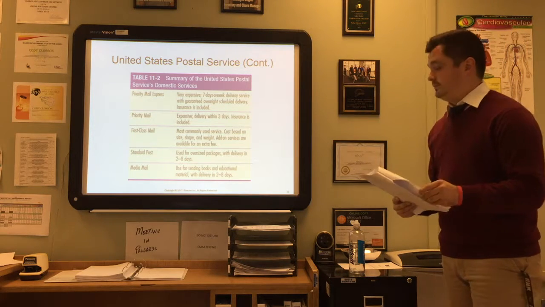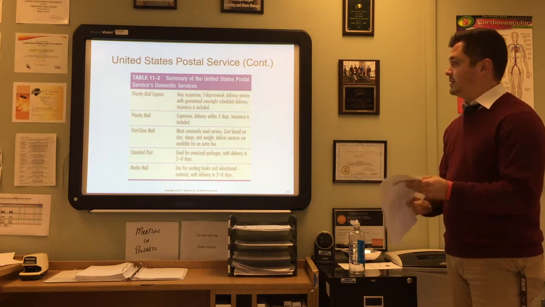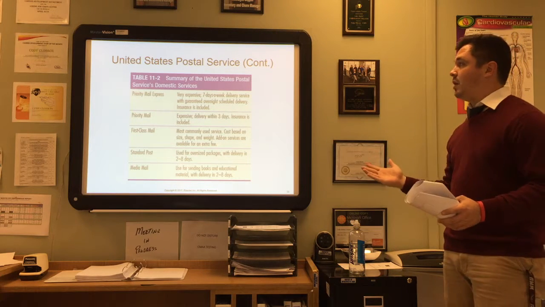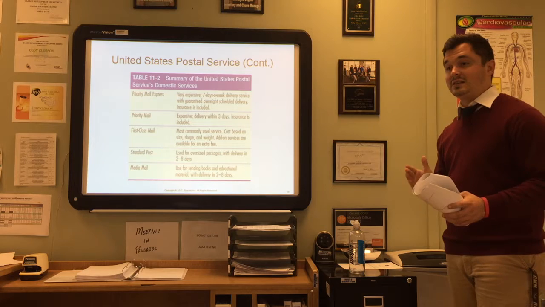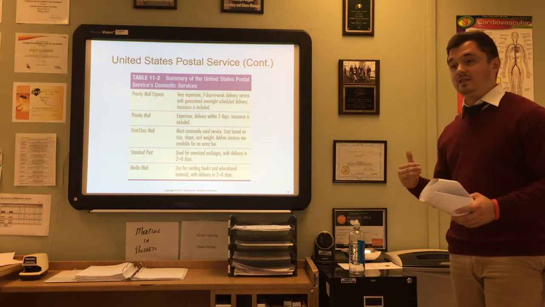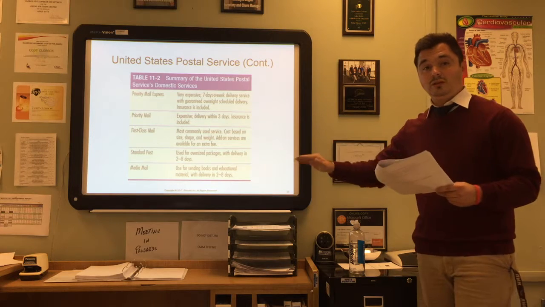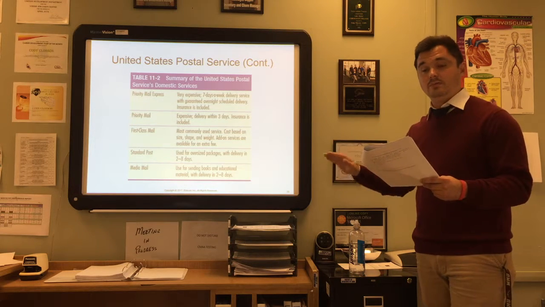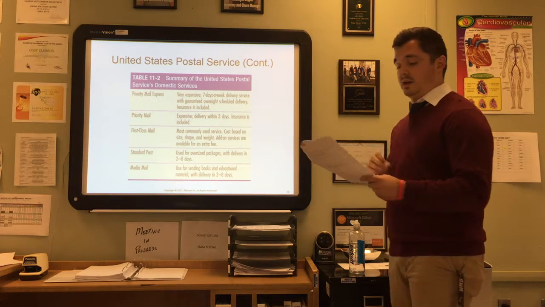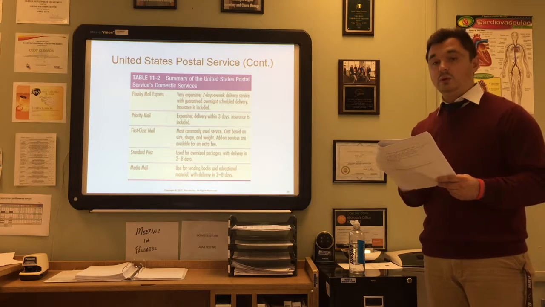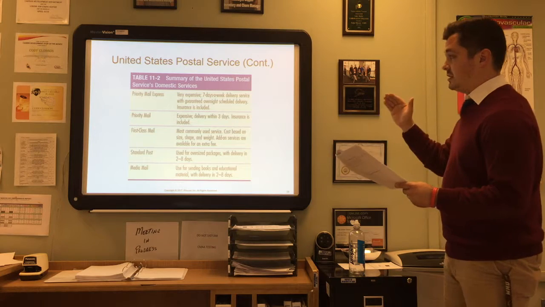The next chart here is again on page 188 in your textbooks, and this one is a little bit more important than the other one. And this is a summary of all the United States Postal Service's domestic services. So these are different classes of mail. All right, and it's important to know the differences because they will be on your CMAA exam. So medical assistants will utilize different types of mail services for the healthcare facility's business, and it's important to understand the differences between each service.